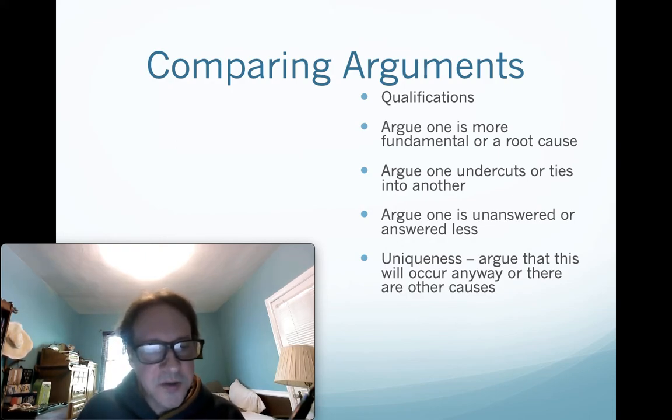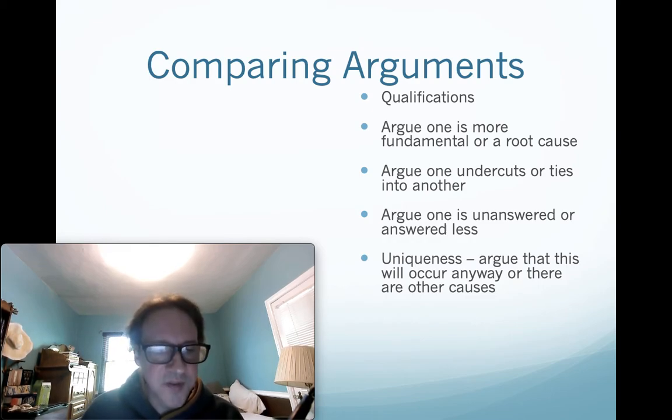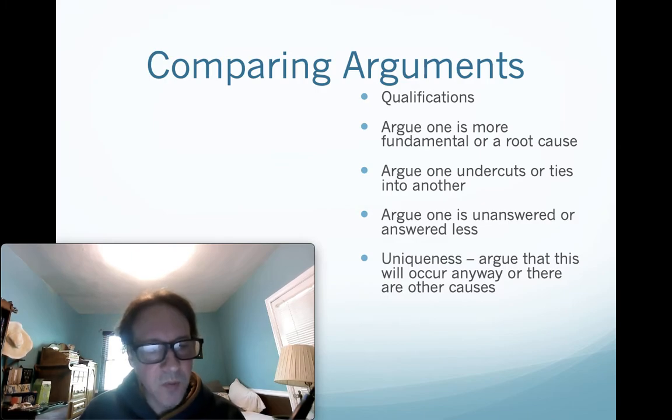Another kind of debater trick you can use is called uniqueness. You can say that this will occur anyway, or that there are other causes of this. So for job loss, you could say, well, they'll just send the jobs to the third world anyway. Or, there are other causes of job loss besides robots.